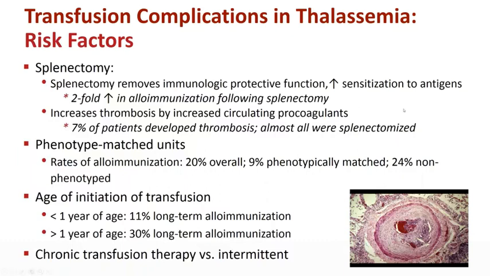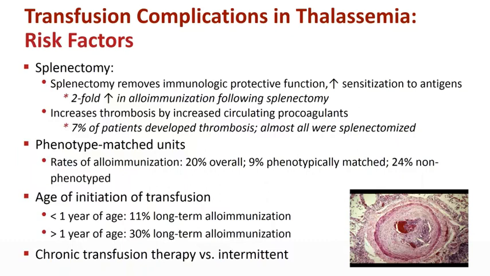Another risk factor is matching of the units. Overall, there were 20% of patients generally get alloimmunized, but in a subgroup studied who received adequate phenotyping before the development of the antibodies, only 9% got antibodies, in contrast to 24% who never got phenotyped.